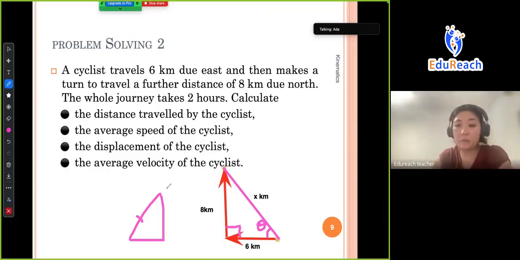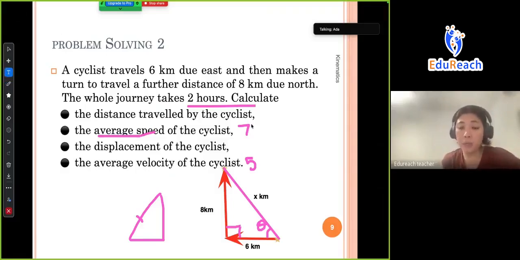Now, for the last part over here, average velocity of the cyclist. We have to take 10 kilometers divided by the time taken, which is 2 hours. So 5 kilometers per hour. This is very different from what we had calculated earlier on, the average speed. Just now, the average speed we calculated was 7. Then now, the average velocity is not 7, but it's actually 5. Again, why? Because the concept of speed and the concept of velocity are different. How we calculate displacement is different from distance.